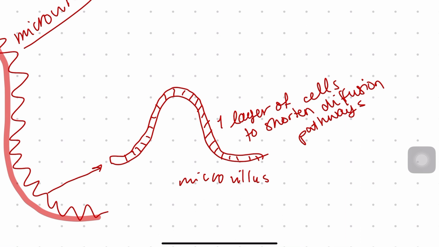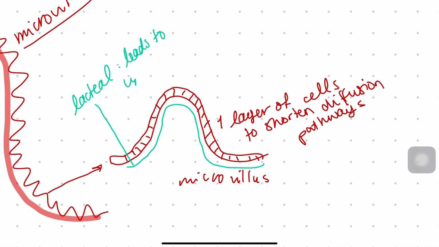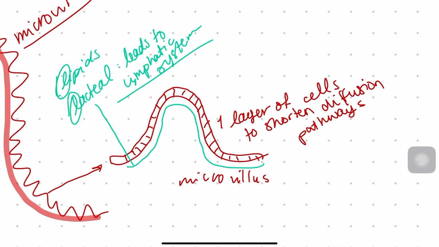Now, also, we have something called a lacteal. Anyways, this is a kind of vessel that leads to the lymphatic system. Its importance is that it's responsible for taking lipids. So remember, L for lacteal, L for lipids. So that's what these are doing here.